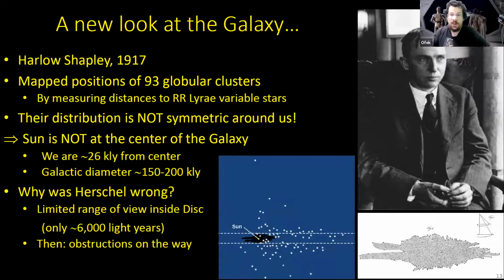And as we said, Herschel got the answer wrong, not because his methodology or logic were flawed, but because the data wasn't good enough and couldn't be good enough at the time. When you look in the plane of the Milky Way, gas and dust block out a lot of the light, and he couldn't actually see stars farther than about 6,000 light years or 2 kiloparsecs away from us.